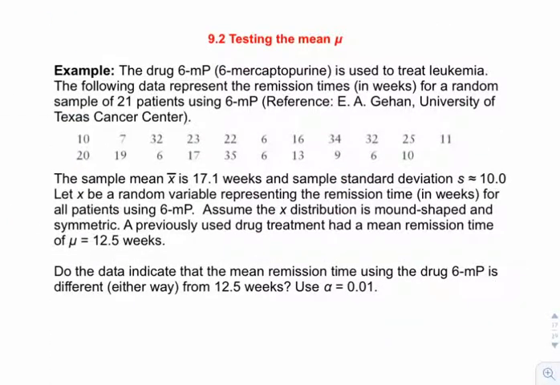Okay, so in this example, we have a drug 6-MP used to treat leukemia. The following data represent the remission time in weeks for a random sample of 21 patients using this drug. So, for example, this patient had a remission time of 23 weeks, whereas this patient had a remission time of only 6 weeks. Of this sample of 21, the sample mean is 17.1.